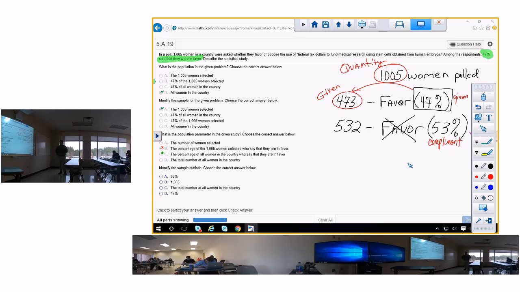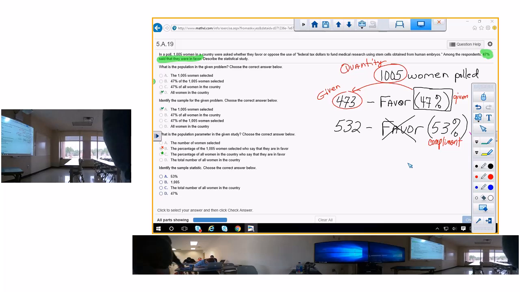Percentage of women said they are in favor. Verify the sample statistic. Choose the correct answer below. What is the sample statistic? What did they give you? They gave you 47% were in favor. So it would be probably D. So I'm going to hit D, and that would probably be it.